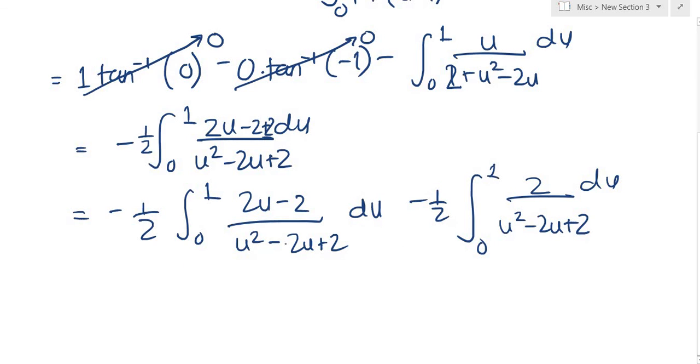Integral goes from 0 to 1. I always keep forgetting that. Okay. Well, we matched the derivative of the denominator in the numerator. So we can directly use this natural log formula that we have.